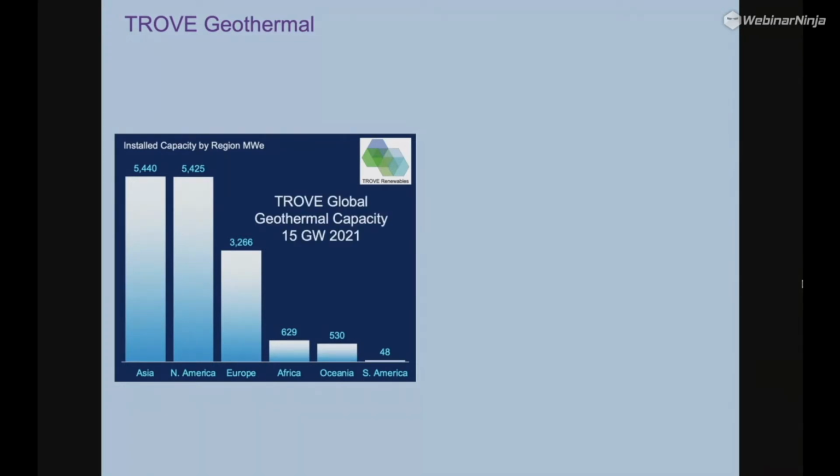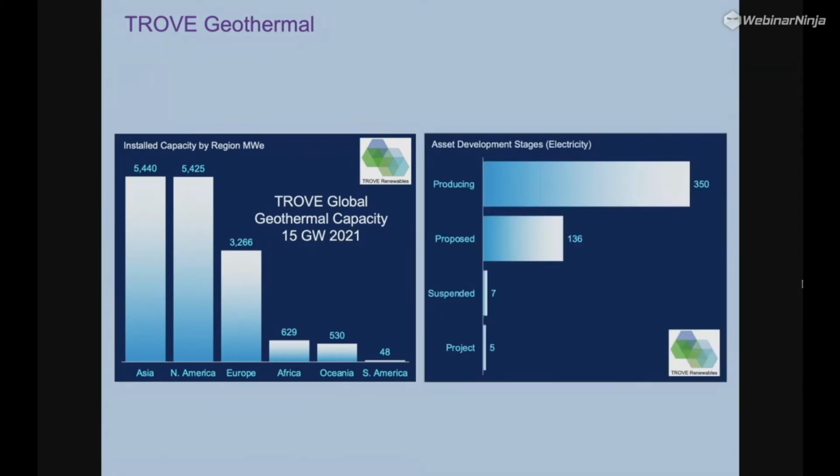And from looking at TROVE, we see that the global geothermal electricity capacity is around 15 gigawatts. And that's from 350 producing power plants. TROVE also captures a variety of other assets, such as proposed and suspended plants. And our aim has been to capture every geothermal power plant. But increasingly, we are now starting to include deep heating schemes.